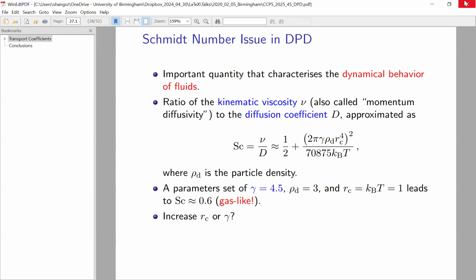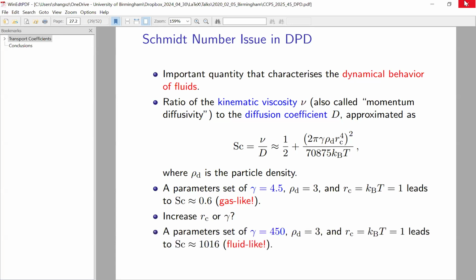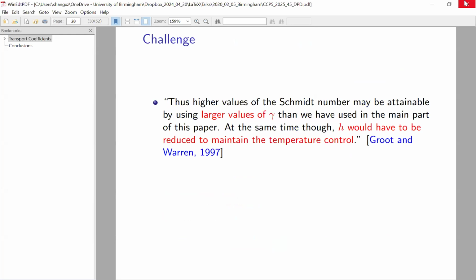But if you increase the cutoff radius, it will increase the computational cost dramatically, because a particle with a large cutoff radius will interact with many more particles. Therefore, we decided to go for the friction coefficient gamma but keep the cutoff radius RC the same. For example, if we keep everything else the same but increase gamma from 4.5 to 450, we get a Schmidt number of around 1000, which is more like a liquid. This idea of increasing the Schmidt number is not new.